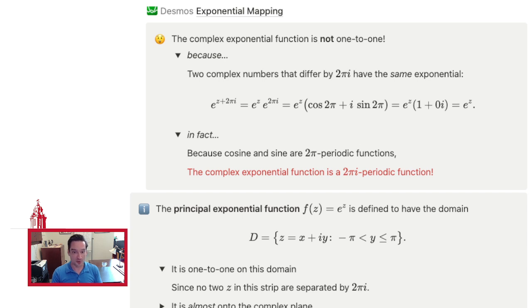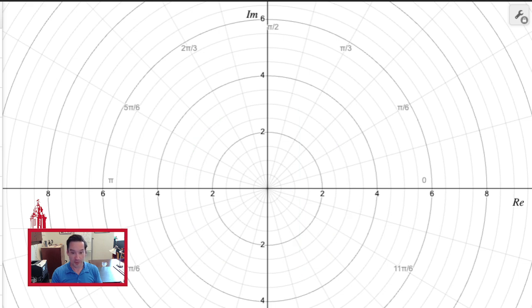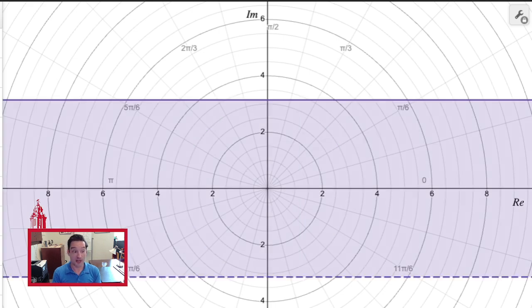So if we were to visualize this, which I think always helps, the domain we're talking about is this horizontal strip. Right? So all of the inputs to my complex exponential function, when I'm using the principal exponential, are going to be taken from this strip. We're including the top border, but we're not including the bottom border. We're also letting this strip extend infinitely far out to the left and to the right.